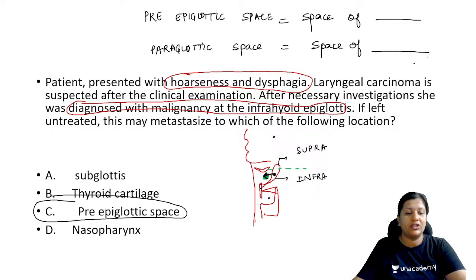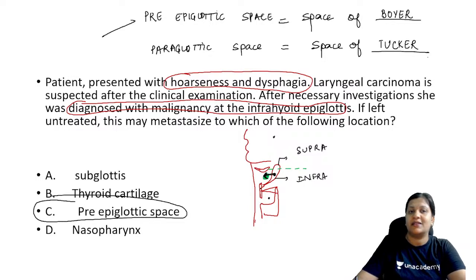Very good, Himanshi and Preetham Kumar. Pre-epiglottic space is called as space of Boyer. Paraglottic space is called as space of? Yes, I'm waiting for the answers. It is called as space of Tucker.